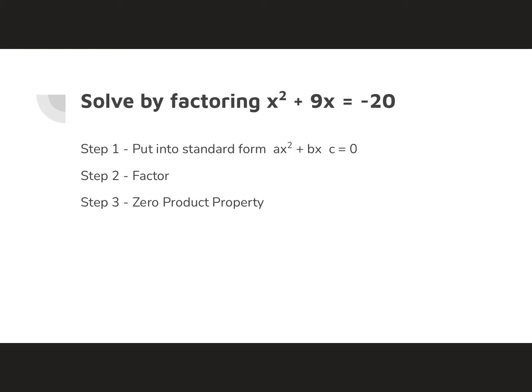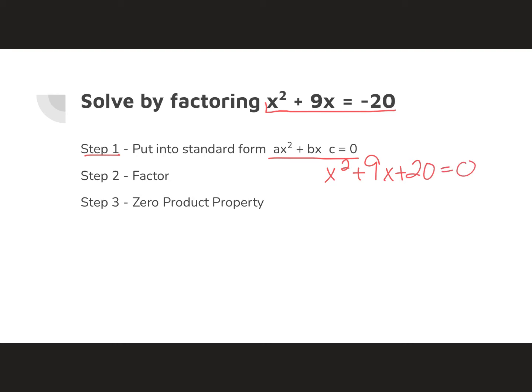So let's talk about solving by factoring. Here I have this wonderful x squared plus 9x equals -20. So there's 3 steps here. The first step is to put it into standard form. I need to have it equal 0. Well, to make that equal 0, that's really easy. We're just going to add 20 to both sides. So I get x squared plus 9x plus 20 equals 0.